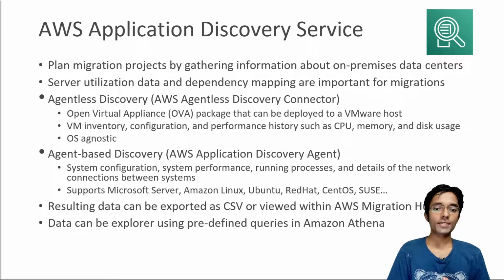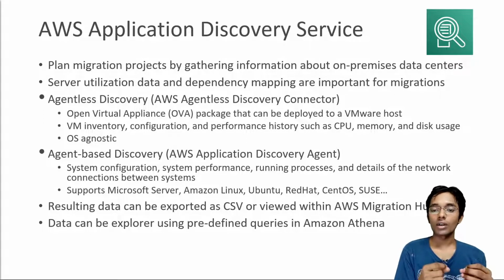Finally, here is a quick overview of the different services you can use on AWS to help you with your on-premise migration. So the first one is the Application Discovery Service, and it will help you plan migration projects by gathering information about on-premise data centers. It will track things such as server utilization data and also map the dependencies before you do your migration.